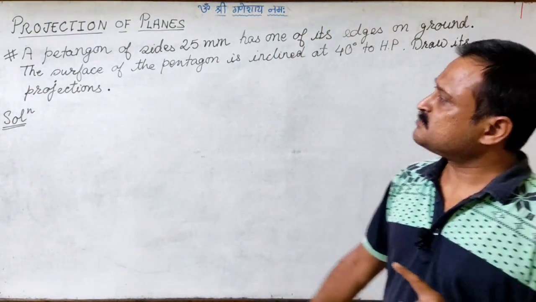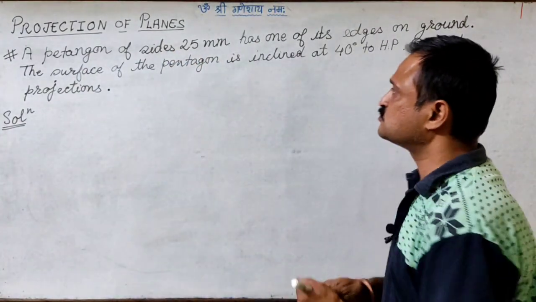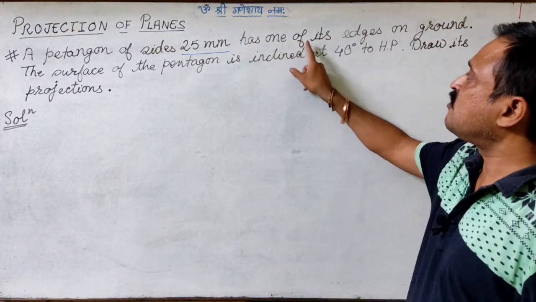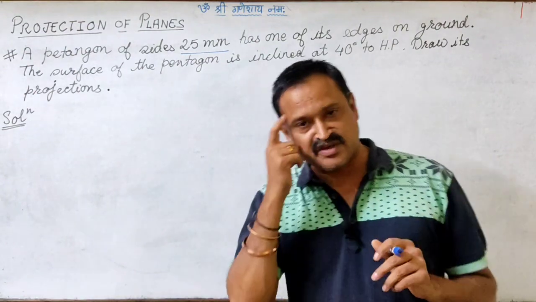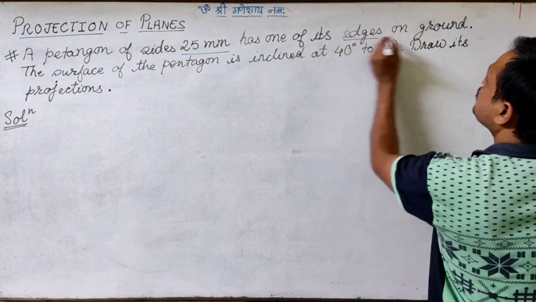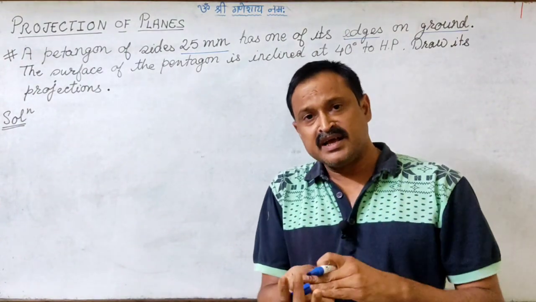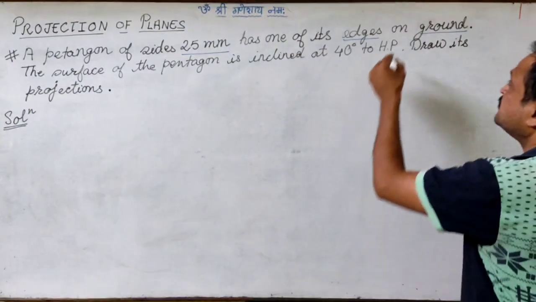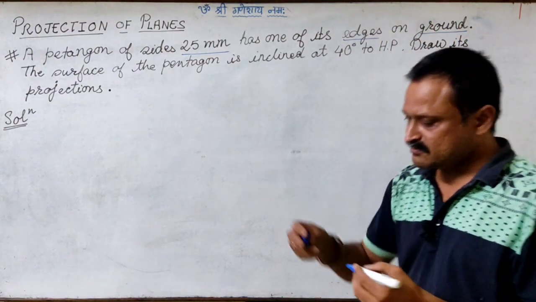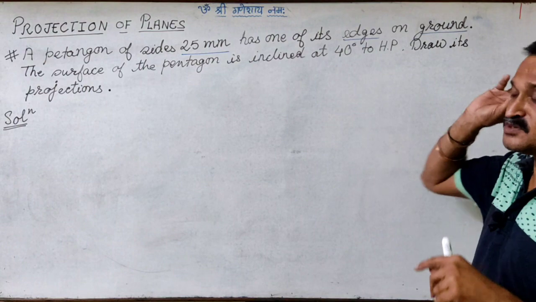So anyway, the problem is stating that there is a pentagon of sides 25 mm, right? Let us go through the data first. With sides or edges 25 mm, it has one of its edges, meaning the sides of the polygon, on the ground. Now ground means what? We have seen in the first angle, ground means the horizontal plane. That means one edge is on HP, right? We'll write it when we are writing the data. So let us understand, one edge is on the ground.